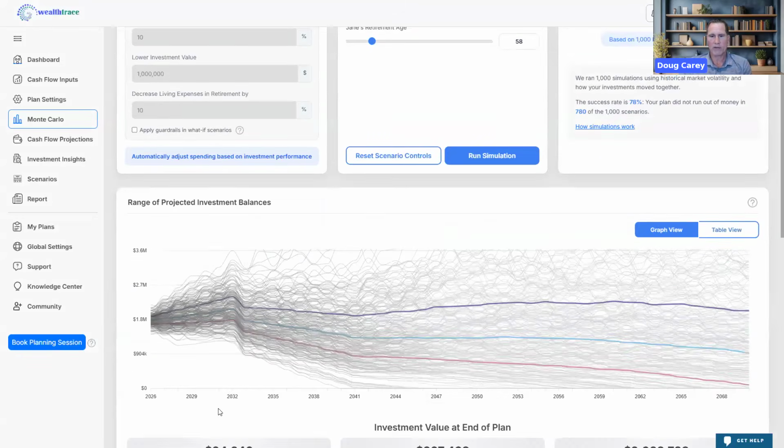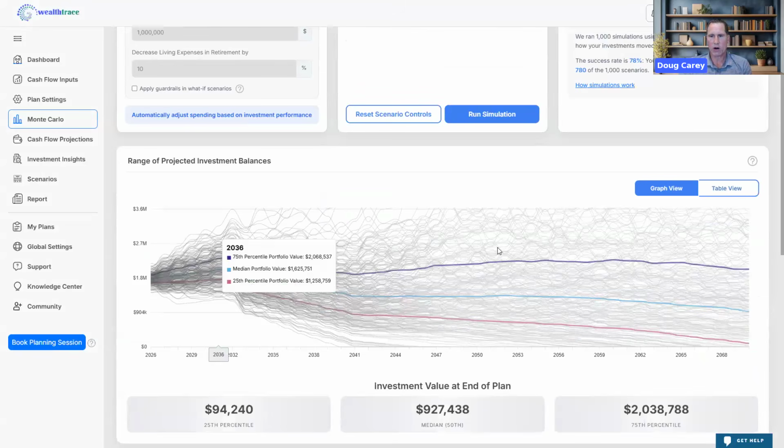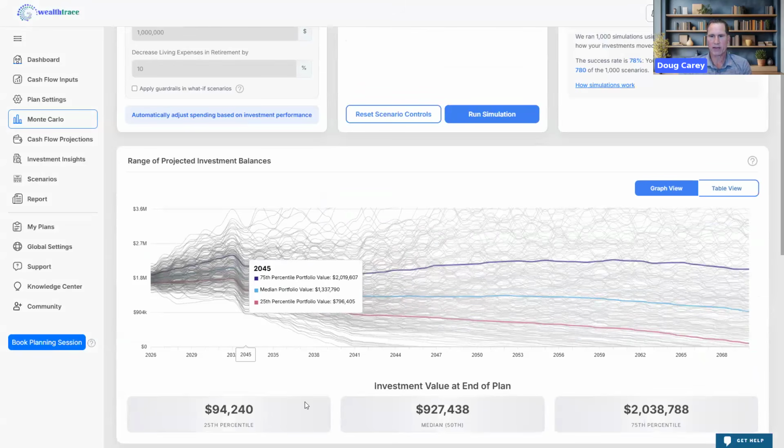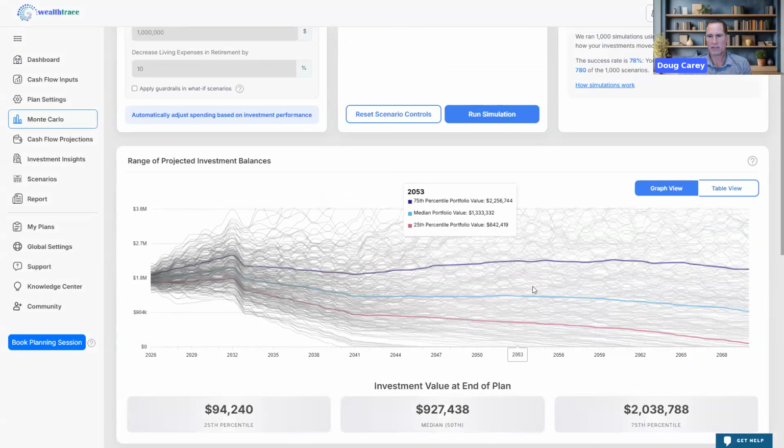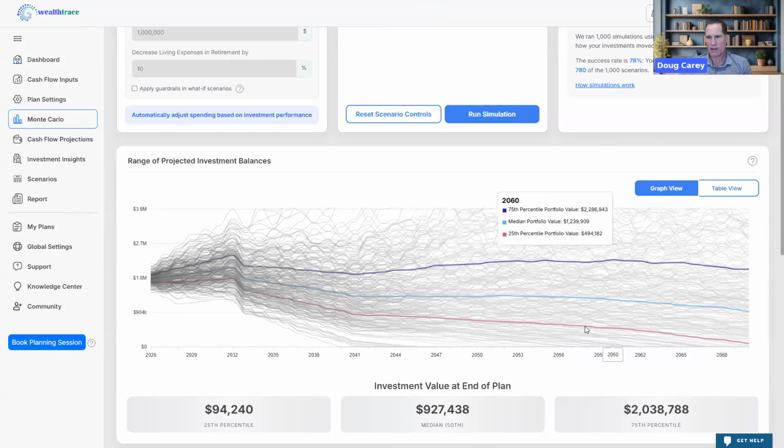You can get a little more information if you scroll down. You can see all the 1,000 paths here. The median path is in the middle. The 75th percentile, which is if you rank these paths in terms of the end result from 0 to 1,000, where 0 is the worst, 1,000 is the best. This is path number 750. The red one's path number 250.